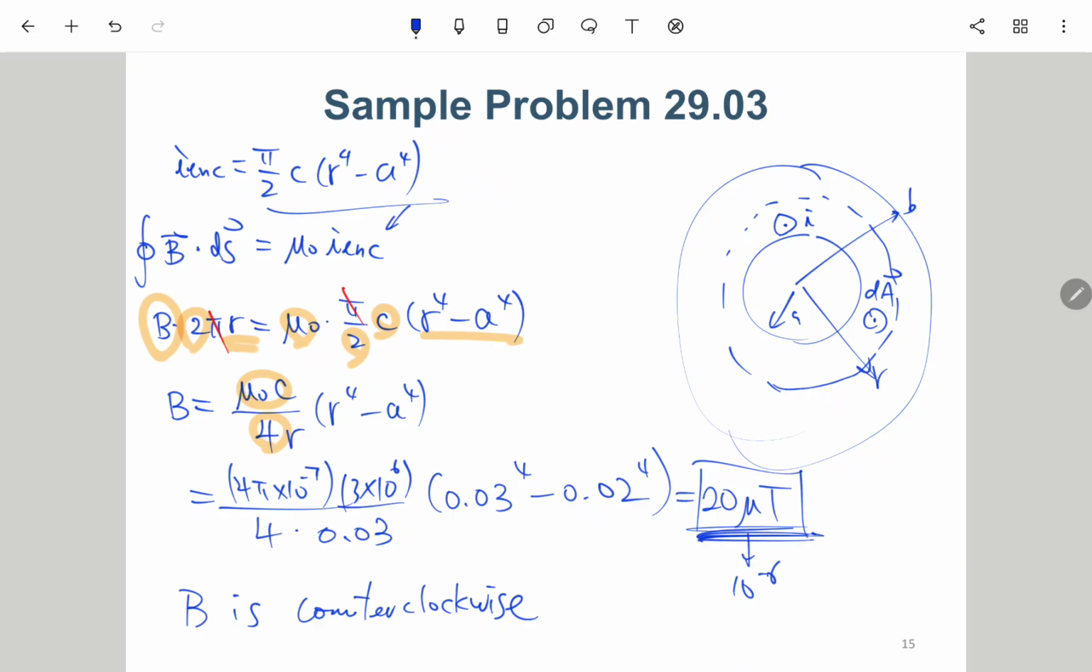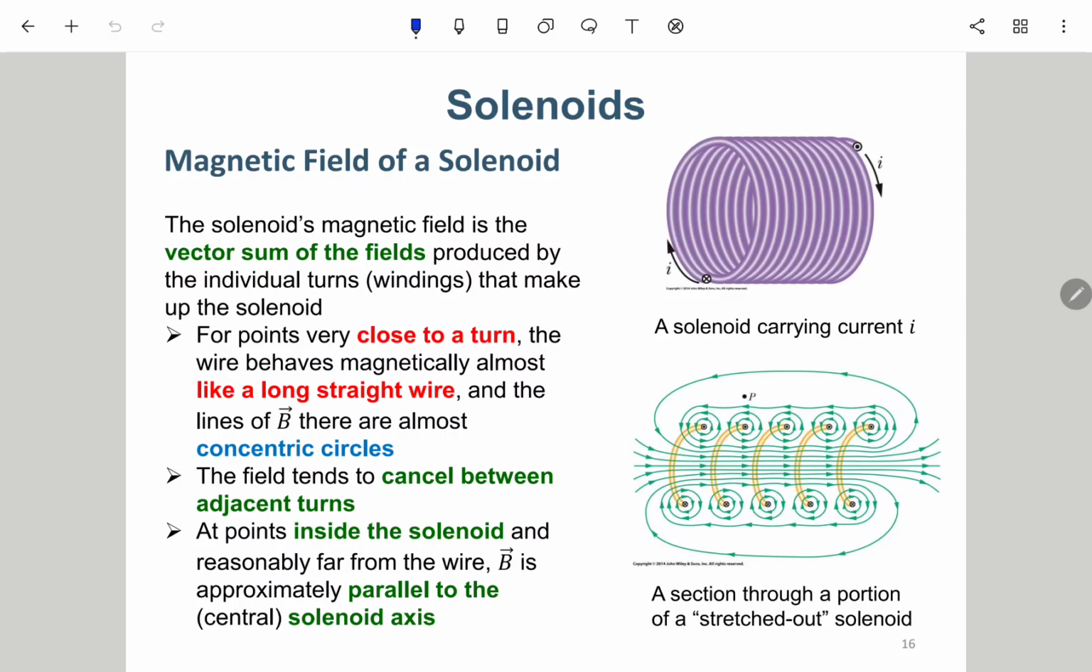Okay, so this is this one. Another part is this solenoid. Actually, this is a solenoid, or sometimes we just call it a coil. If we have some current going through this solenoid, it generates a B field.